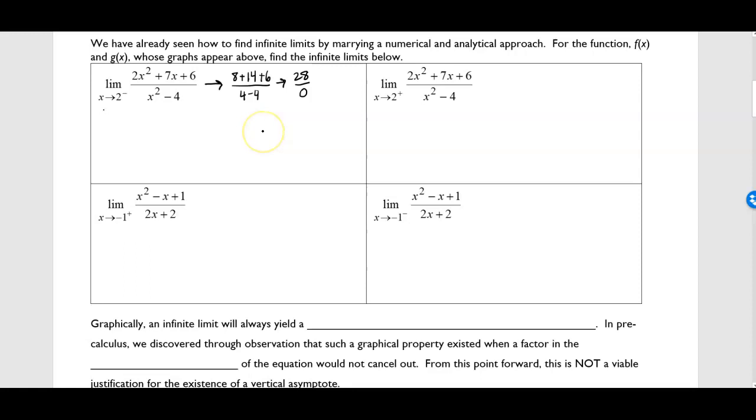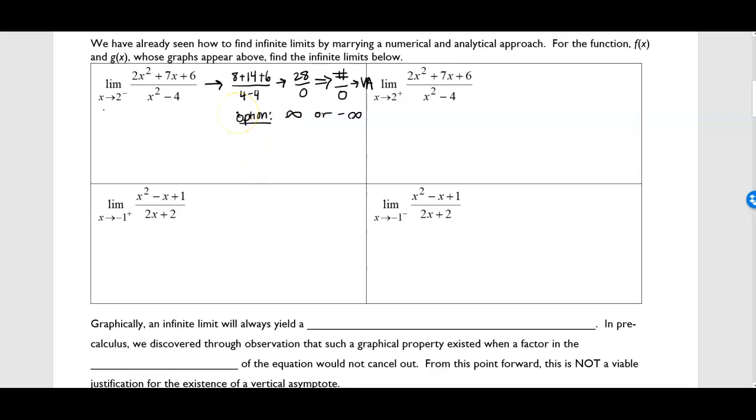This does not mean I can factor and cancel. That was if I had something like 0 over 0. Whenever I have a number over 0, that's my format. That means I have a vertical asymptote. Now, knowing what you know from your graphs of vertical asymptotes, that tells me that my answer could be one of two things, either infinity or negative infinity. Those are my options.